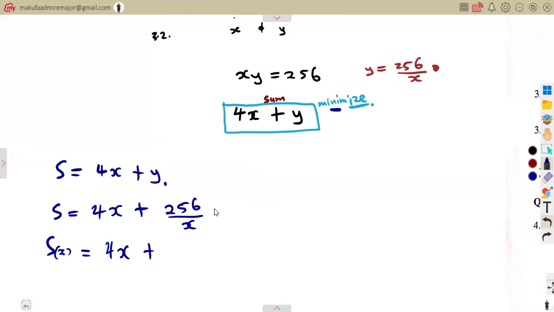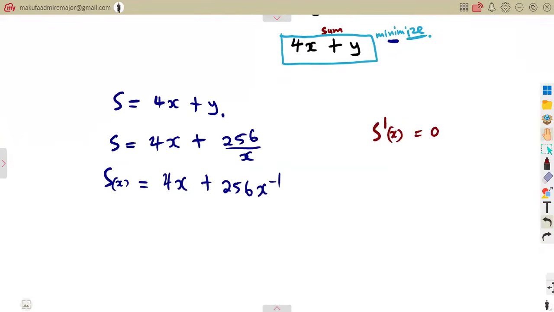which is 4x plus, remember 256 over x is same as 256x to the power of minus 1. For you to differentiate, you must have x raised to a certain power. For this to be minimum, first derivative must be equal to 0. We do understand our maximum and minimum values. Since this is with respect to x, meaning to say we are going to need its derivative with respect to x. That is 4. Drop the exponent, that is minus 256x to the exponent of, you subtract 1, so it's going to be a minus 2.